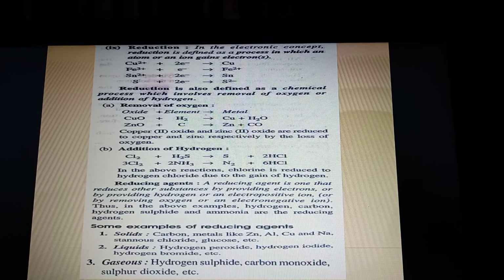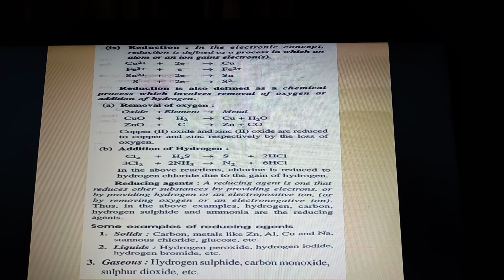Now some common examples of reducing agents: solid, carbon, and some metals, the active metals, copper and sodium, stannous chloride, glucose. The easiest example to learn is the liquid. If you remember, in the previous slide hydrogen peroxide was there, and hydrogen peroxide is a common example. So name a liquid that is a reducing as well as an oxidizing agent. It is hydrogen peroxide. Similarly, name a gas that is an oxidizing as well as reducing agent. It is sulfur dioxide.